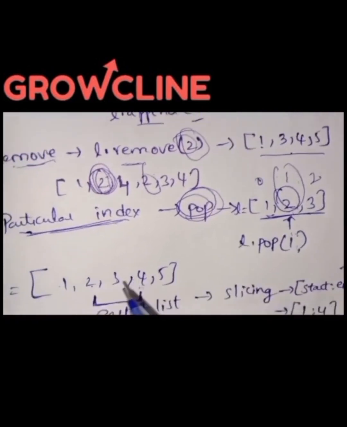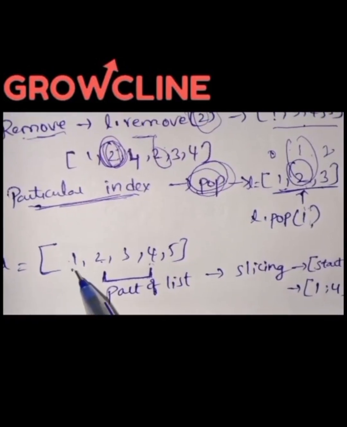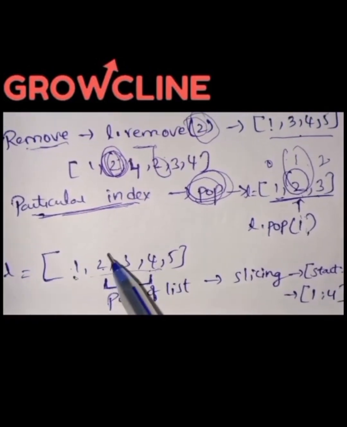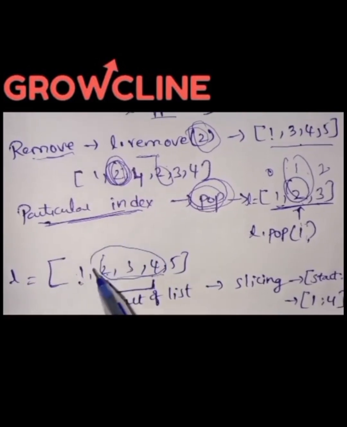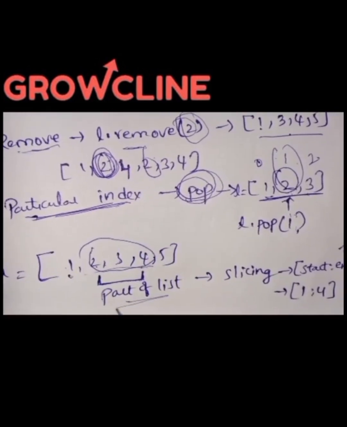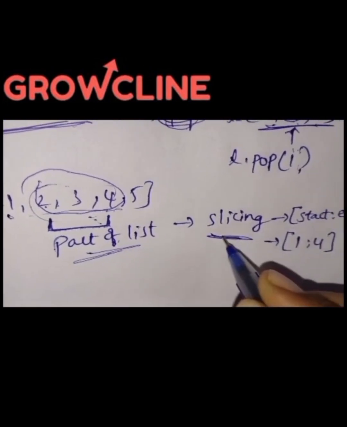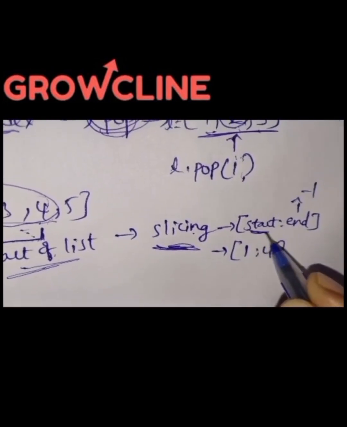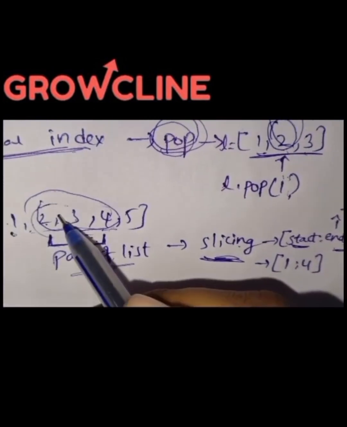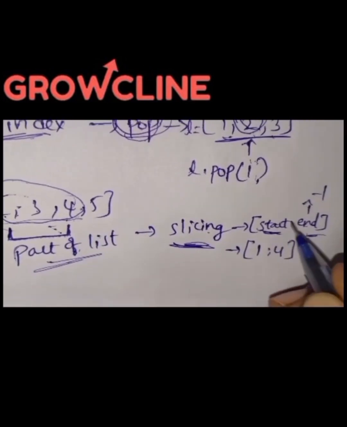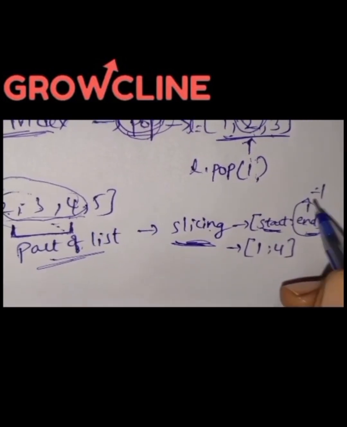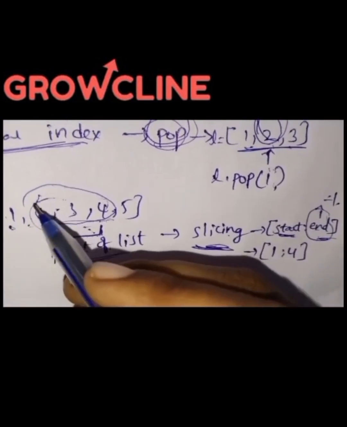Let us come to another example of list. This is my list consisting of 5 elements. If I want to print only 2, 3, 4, it means I want to print only part of the list. To get some part of the list, I have to use the slicing method. The slicing method takes the starting index and the ending index of the list that we are going to print. Remember, the end value takes 1 less than the actual value that is passed inside the slicing method.